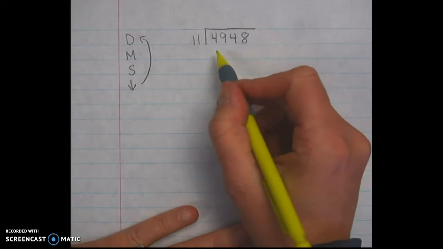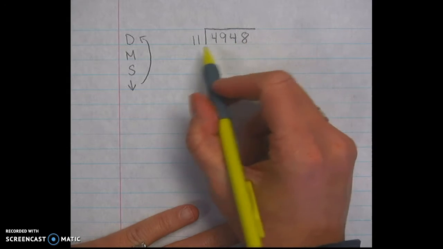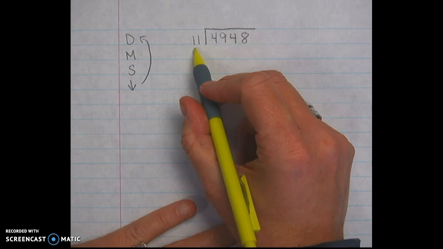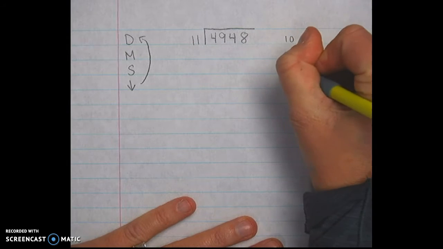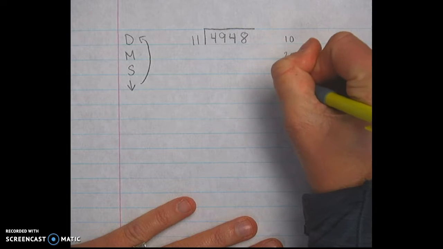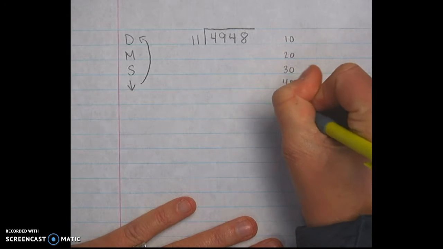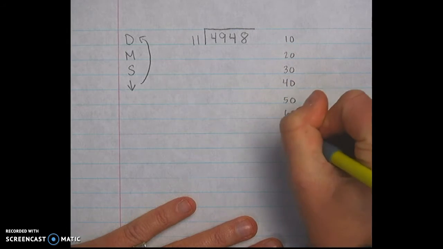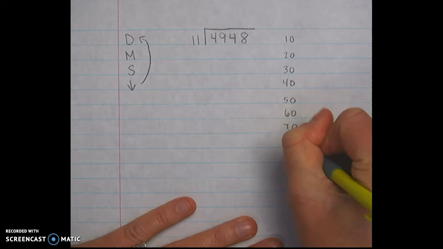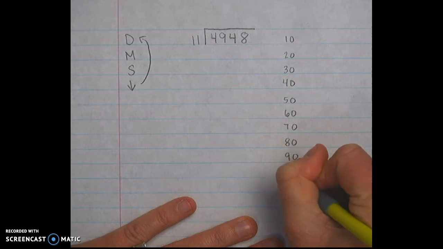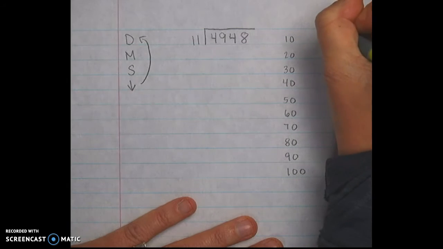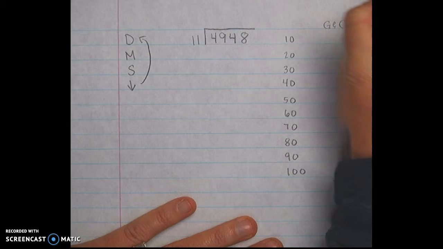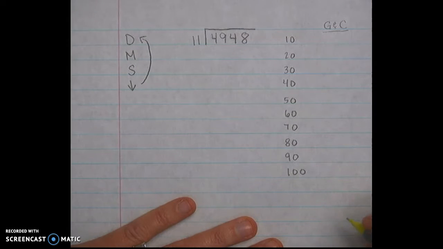Let's see, we have 4,948 divided by 11. 11 is closest to 10, so I'm going to do my tens, which I might not even have to write my tens down, but I'm going to just for the sake of keeping things the same. And sometimes we like to take shortcuts because we think that we just want the shortest way possible, and sometimes that ends up hurting us because we make silly mistakes. So I have my guess and check area ready. I've got my multiples ready.